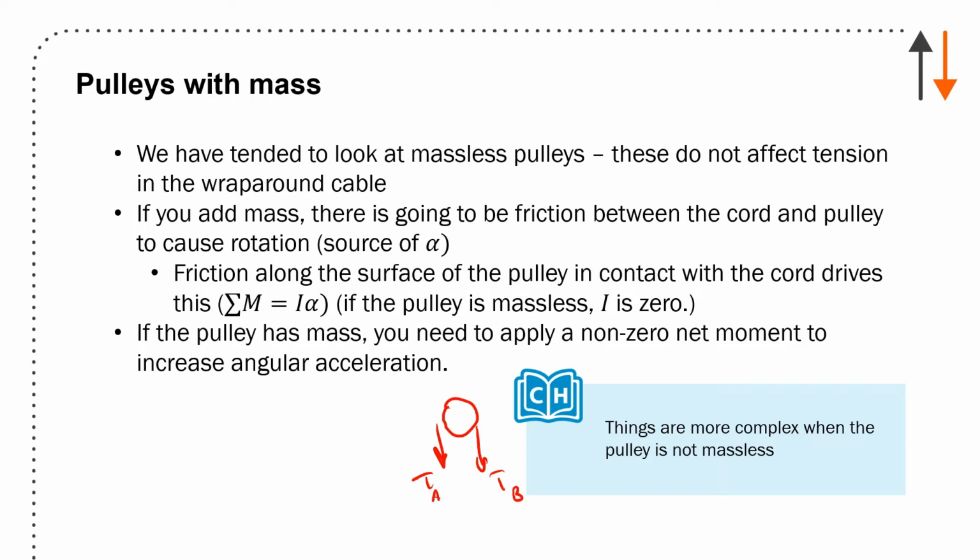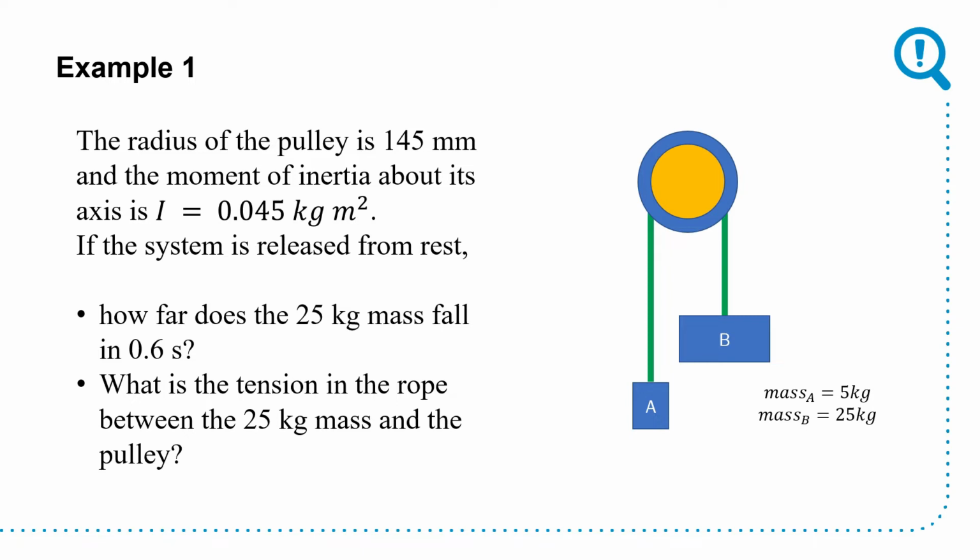So sum of moments equals Ig alpha. If the pulley is massless, I, which you can very simply say is mr squared, with m equal to 0, is 0. If the pulley has mass, you need to apply a non-zero net moment to produce angular acceleration. And all it ends up meaning is that things are a little bit more complex when the pulley is not massless. So let's take a look at one case.